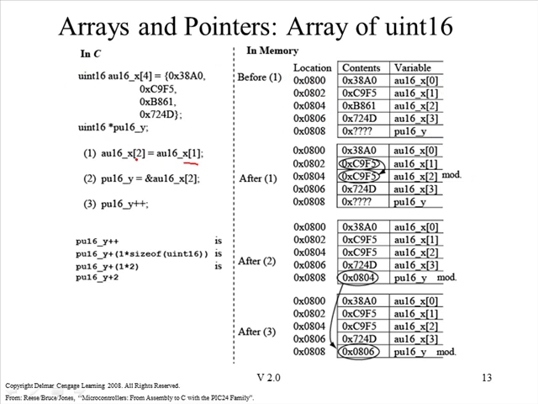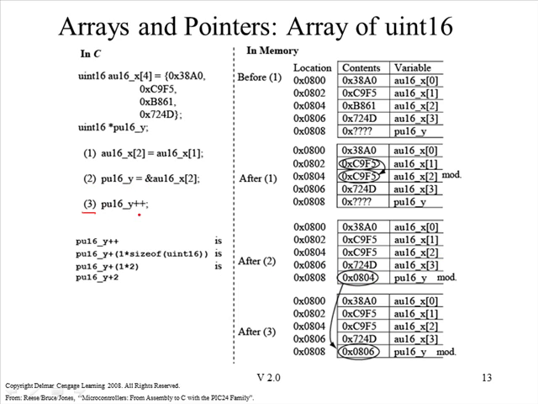This line copies x of 1 to x of 2, so x of 1 is the value C9F5, and it's copied here to x of 2, so the new value of x of 2 is C9F5, which is stored at location 804. Statement 2 is going to assign to our pointer variable y the address of array element x of 2. Array element x of 2 is sitting at location 804, which means that the new value of our pointer variable is going to be 804 after this assignment has been done.